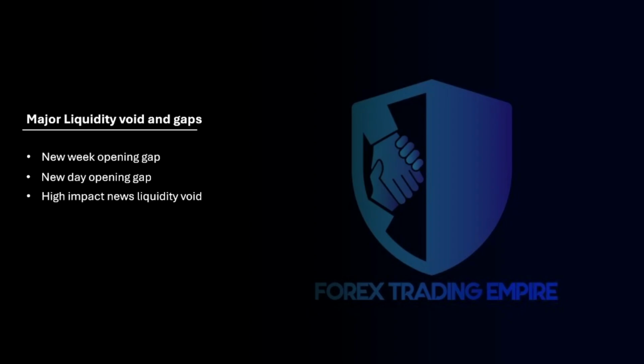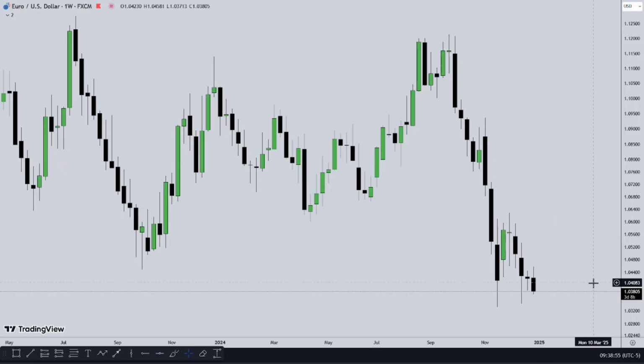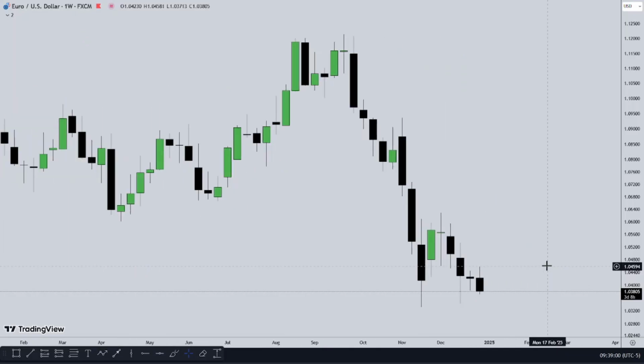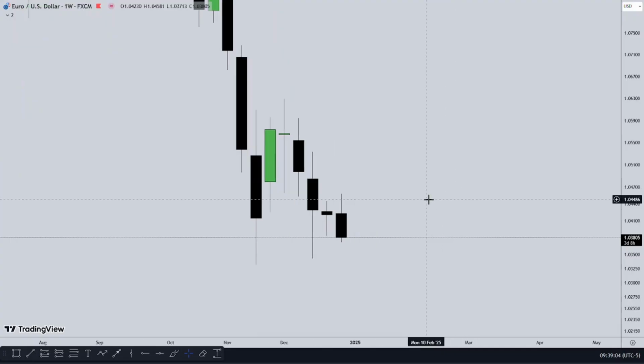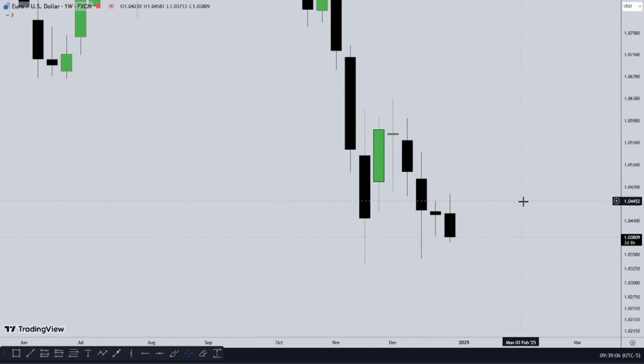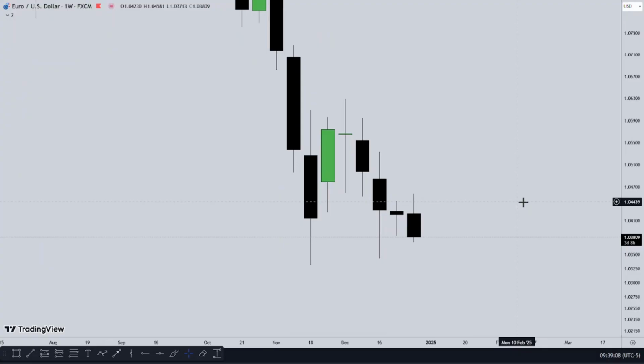Now I'm going to go to the chart because I'm trying to make it more practical. I'm going to identify a new week opening gap, how to mark out your new week opening gap, and how to mark up your new day opening gap. So on the weekly time frame of Euro USD, I'm going to identify the weekly open range gap. You can call it a new week open range gap, or a weekly open range gap.